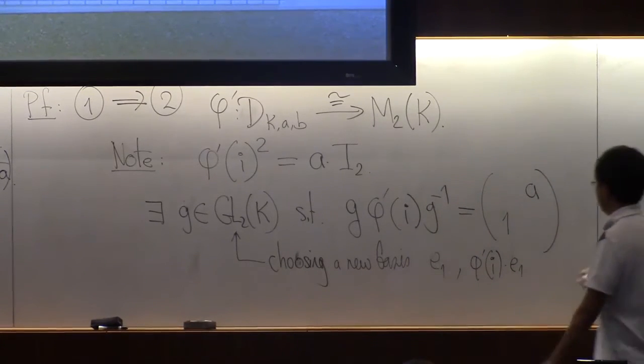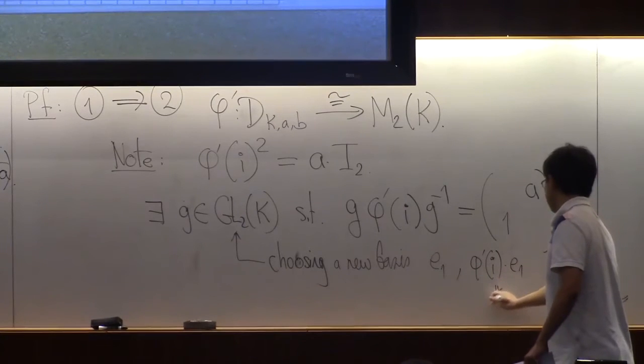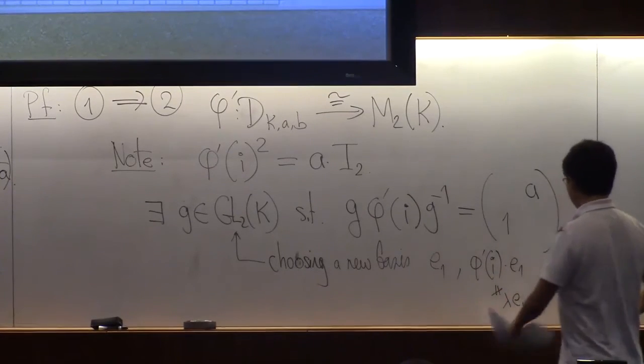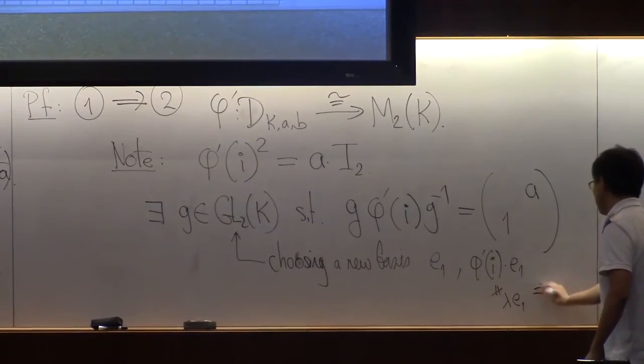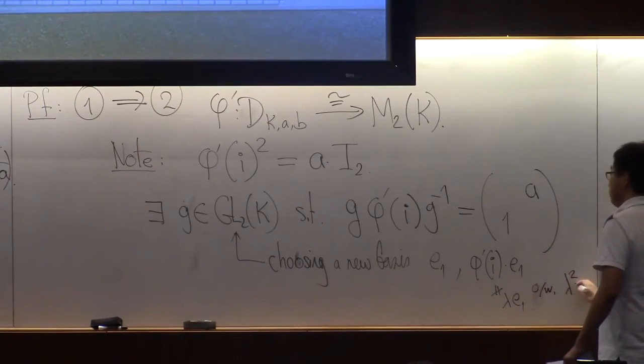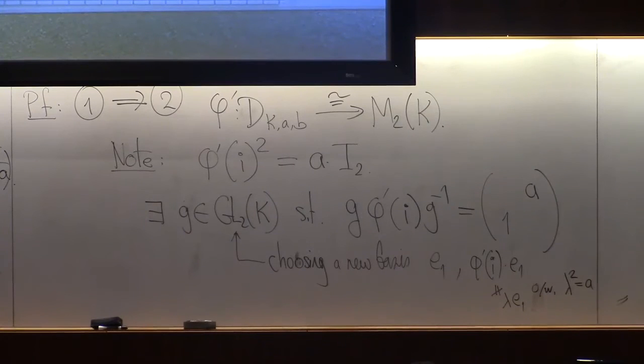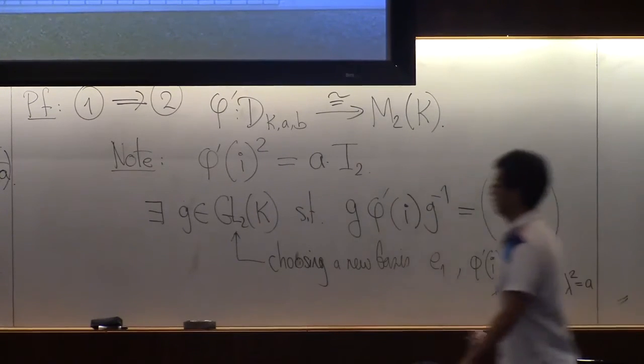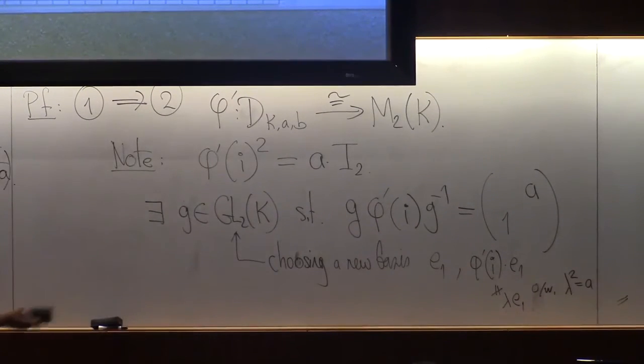The tiny basis thing is, why are they linearly independent? This can't be lambda E1. If it were equal to lambda E1, then lambda square would be equal to A. We said A is not a square, so it can't be like that. But actually, you can change your E1 to be another way. Either way, you can change it.